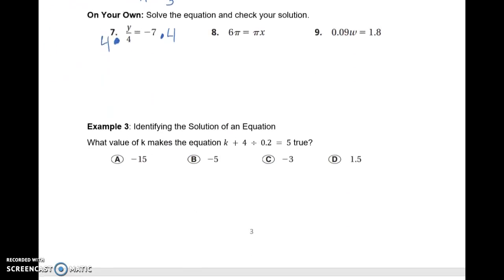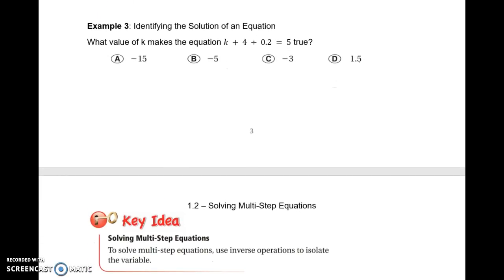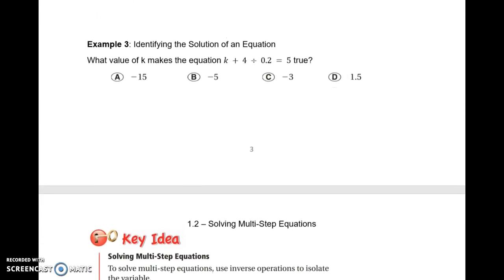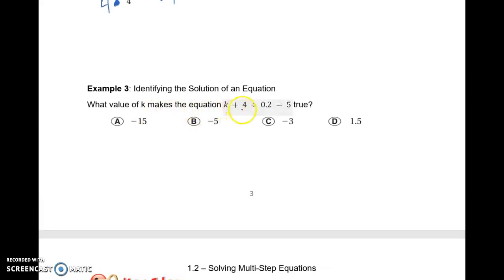And then down here in example 3, we have identifying the solution of an equation. So which value of k makes the equation true? You could take your calculator and plug each of these numbers in until you find out which one makes it true. Try that. When it's multiple choice, that is really my suggestion to you: work that problem and see which one works. So start plugging them in.